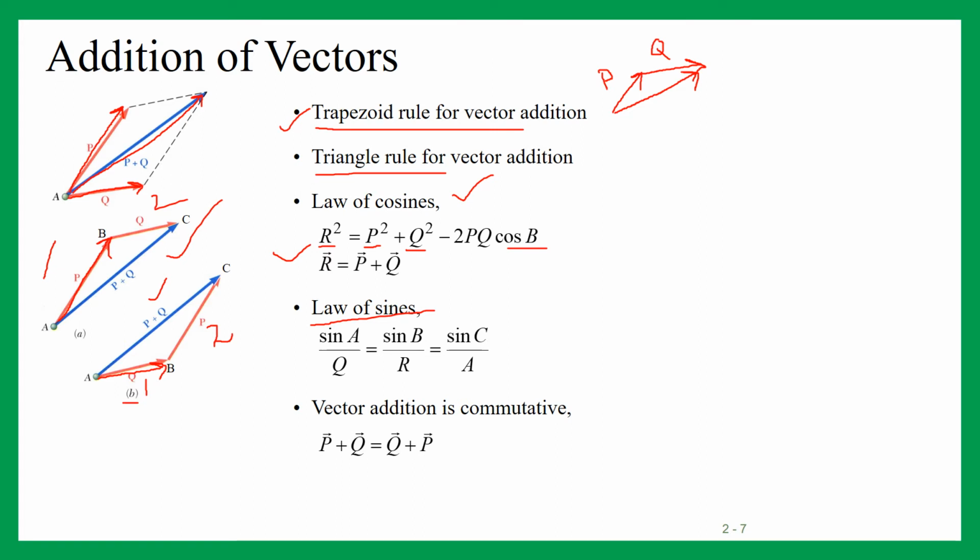And this thing we already know, vector addition is commutative. That means either you are adding P plus Q or Q plus P, you will obtain the same answer. The resultant vector will be the same as shown in these two figures A and B. Its direction is also the same and its magnitude is also the same.